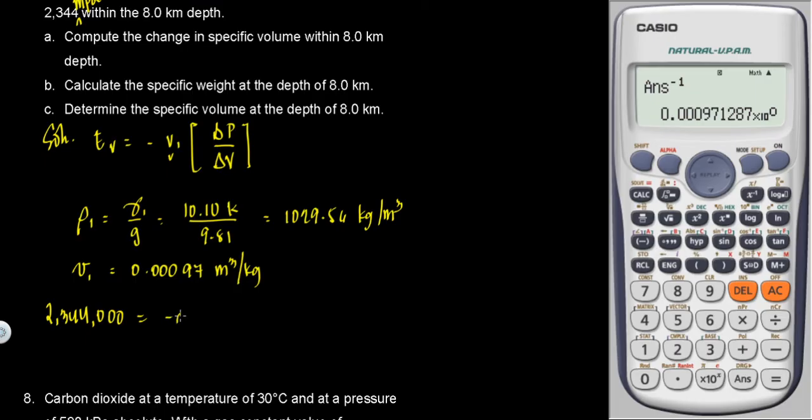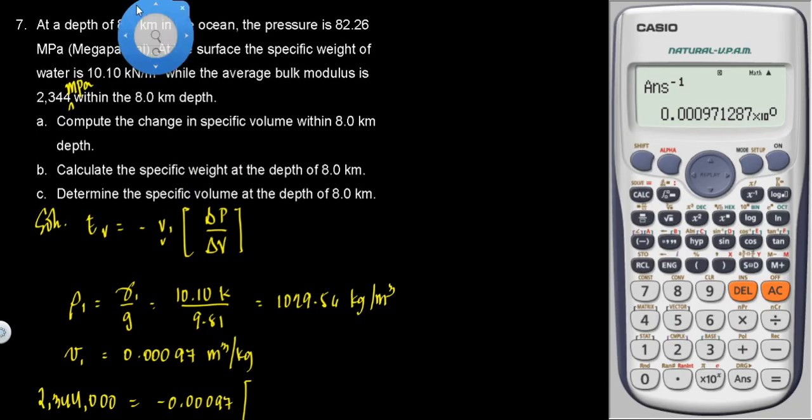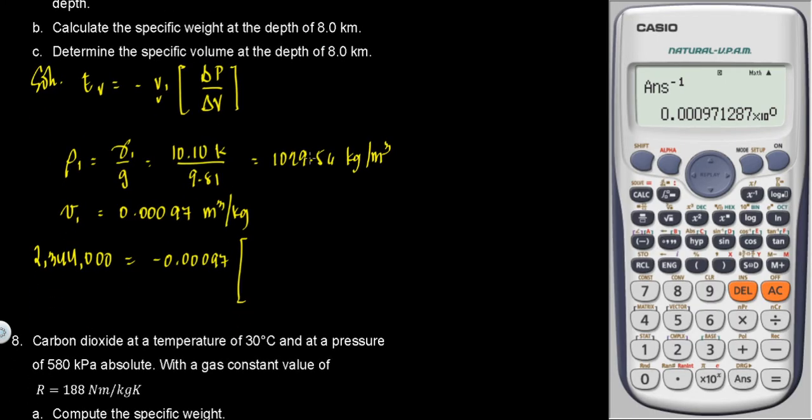Equals minus 0.00097 times change in pressure. Ang pressure na given sa bottom is 82.26 or doon sa depth of 8.0 kilometer in the ocean is 82.26 megapascal. Gawin din natin siyang kilopascal. So, 82.26. Gawin natin siyang times 10 to the 3.